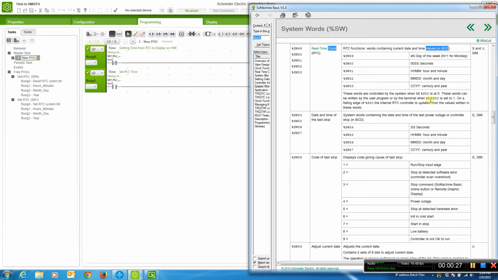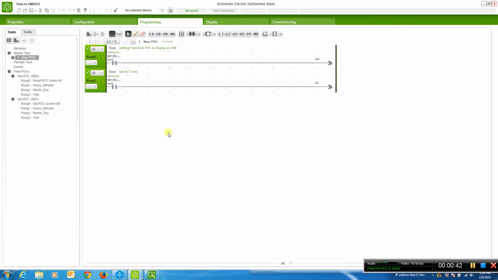If we set system bit 50 to a 1, it allows these variables to be read-write so that we can change them in the PLC. Then when we change it back to a 0, it takes what it is and forces it into the PLC clock. So in our example here, I created two subroutines.